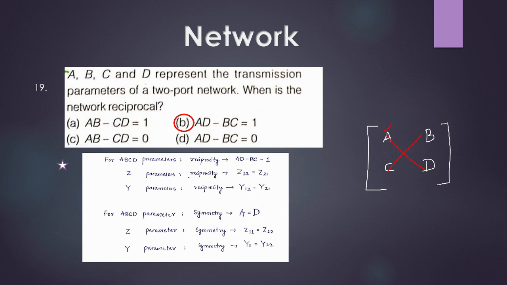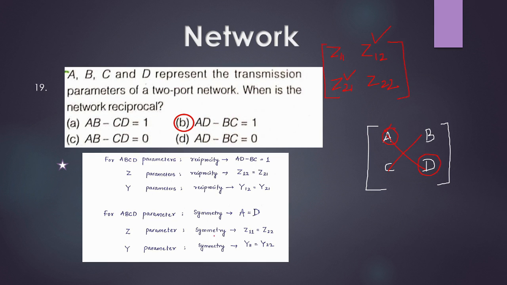For Z parameters, the reciprocity condition is Z12 equal to Z21. Here is Z12, here is Z11, here is Z21 and Z22. So the condition of reciprocity is Z12 equal to Z21. Similarly, for Y parameters, the reciprocity condition is Y12 equal to Y21. For symmetry, what is the condition? A equal to D. This element equal to this element. This is the condition for symmetry.